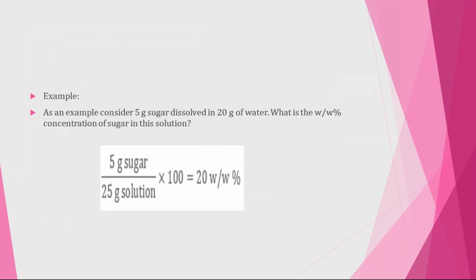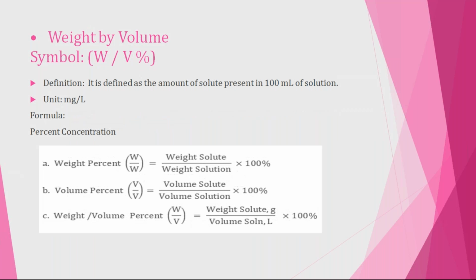So for example, if you take 5 grams of sugar dissolved in 20 grams of water, what is the weight by weight percent concentration of sugar in the solution? 5 divided by 25 into 100. So that is 20% weight by weight.